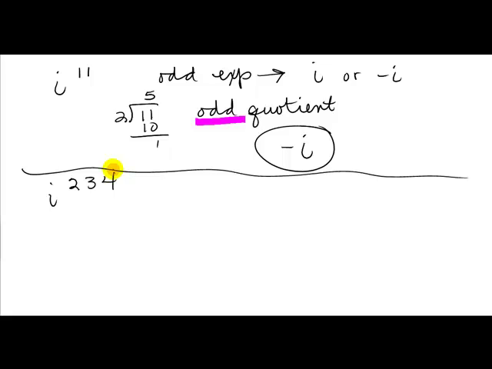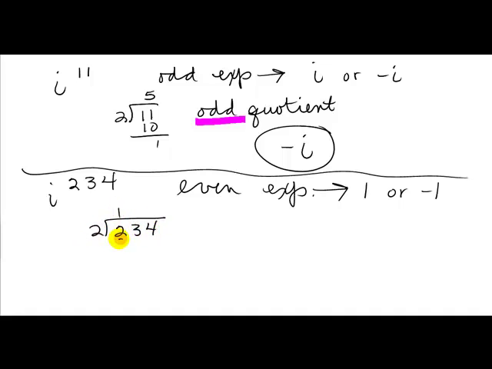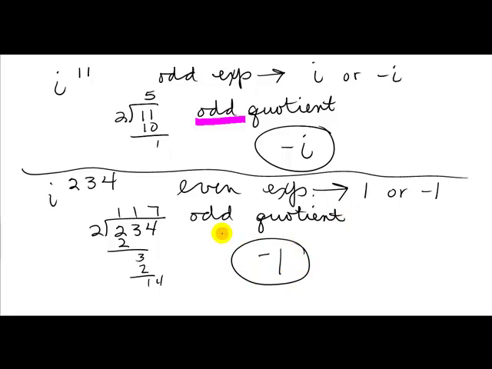Our next problem, I definitely do not want to write out all those i's. So what we want to know is that an even exponent will give me an answer of 1 or -1. We're going to do the same thing we did earlier. We're going to divide by 2, and I get an odd quotient. When I get an odd quotient, remember what I said about an odd number of negatives giving us a negative answer. So an odd quotient is going to give me an answer of -1.